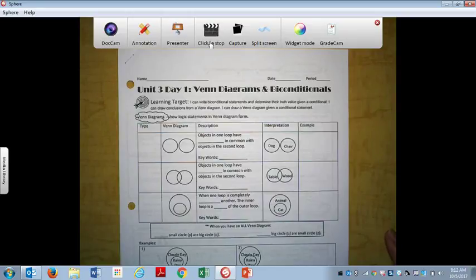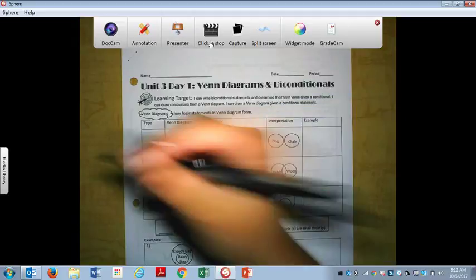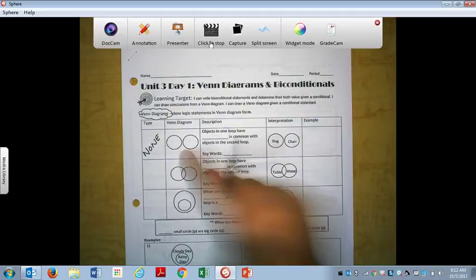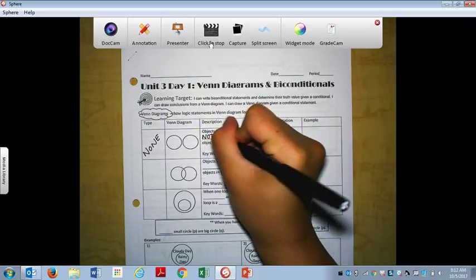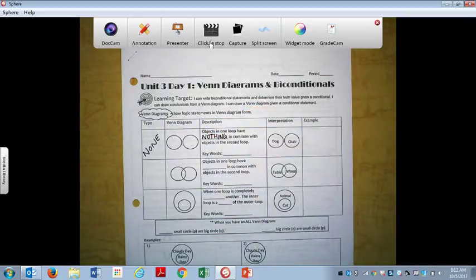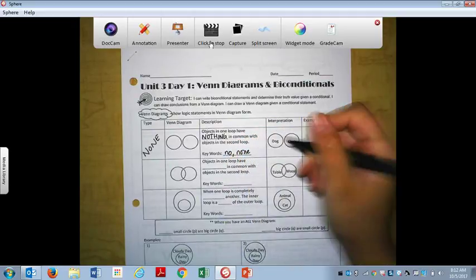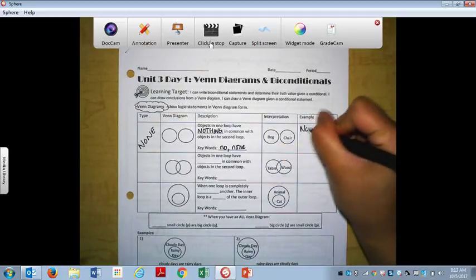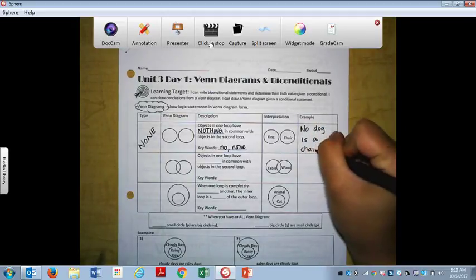Alright, today we're doing Unit 3, Day 1, Venn diagrams and biconditionals. The first type of Venn diagram we're going to discuss is the Venn diagram that is none. There are two separate circles that are not touching. Objects in one loop have nothing in common with objects in the second loop. Keywords are no and none. When you look at this diagram, it basically states no dog is a chair.